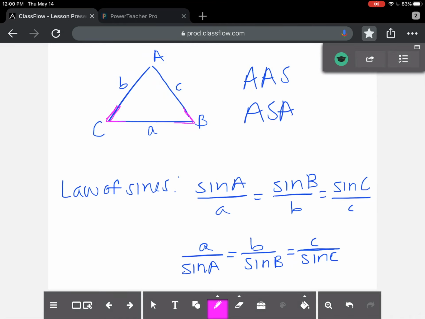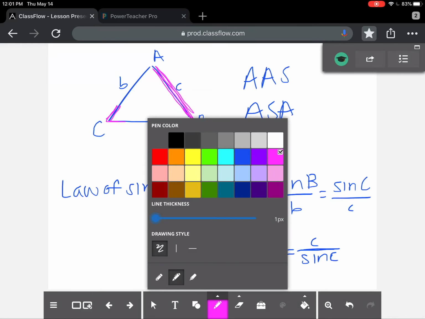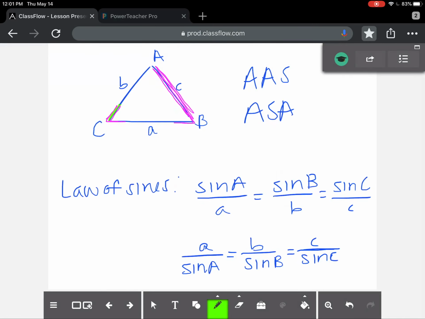You use law of sines for AAS triangles and ASA triangles. Remember that? So an AAS triangle would be if you had an angle, another angle, and then a non-included side. ASA would be an included side. So you'd have this angle, an included side, and then the angle on the other side. So you use law of sines for AAS and ASA triangles.